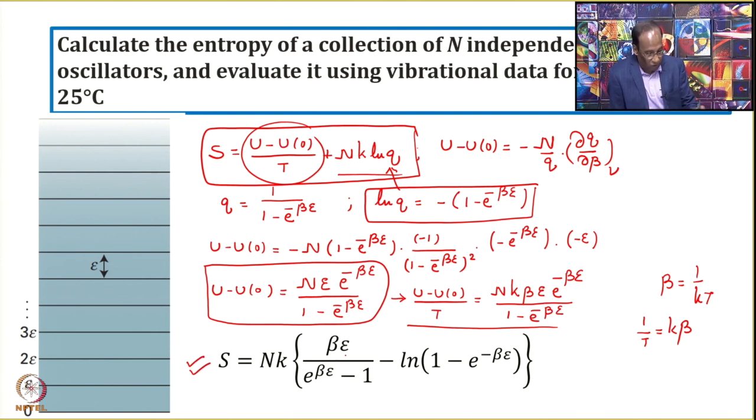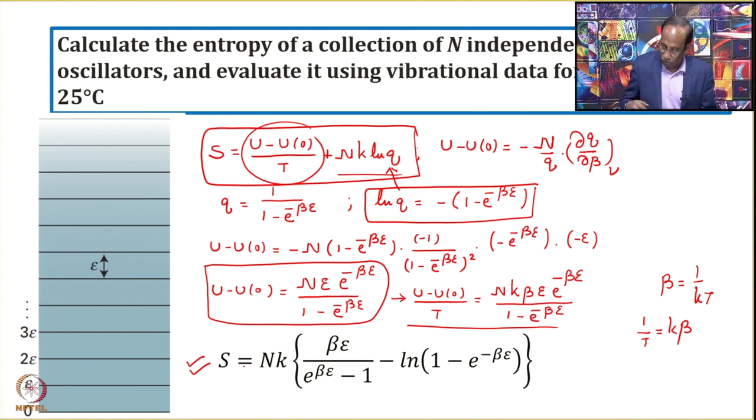Here, in order to get this result from this, I multiply the numerator and denominator by exponential beta e. So therefore, the transformed result is going to be S is equal to nk beta E over exponential beta E minus 1 minus log 1 minus exponential minus beta E. So therefore, you can essentially express entropy as a function of temperature from the knowledge of the energy separation for the harmonic oscillators. This is the expression which connects the entropy of a collection of n independent harmonic oscillators with the temperature.